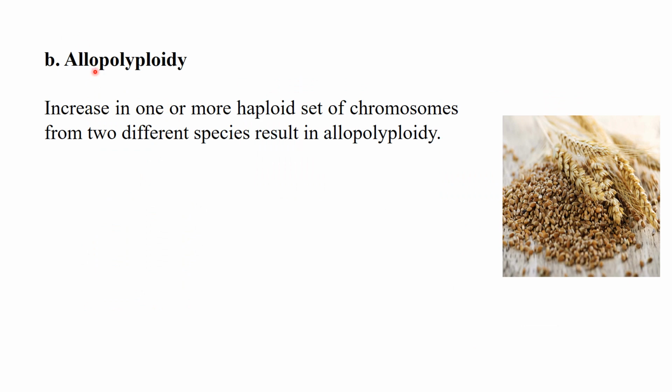Allopolyploidy. The allopolyploid is the product of interspecific hybridization that arises by hybridization between two species. Allopolyploidy is an increase in one or more haploid sets of chromosomes from two different species that results in allopolyploidy.